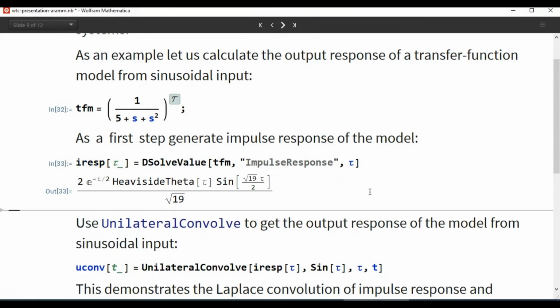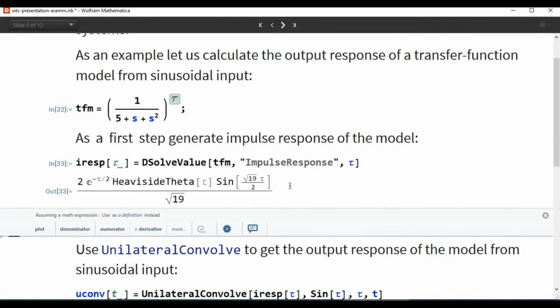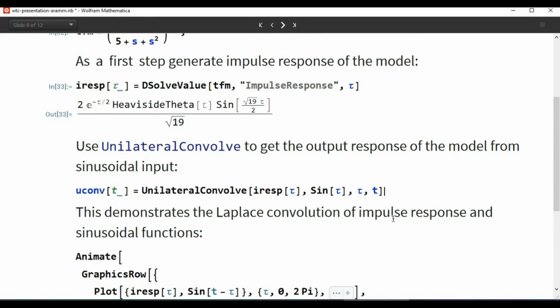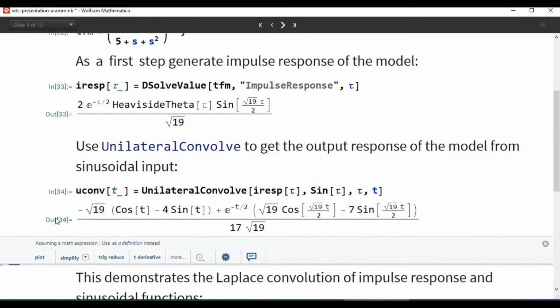So that will be the impulse response presented here, and then I can simply calculate the unilateral convolution between the sine function and the impulse response of the model, and that will be the output response of the model to sinusoidal input. So let's try to calculate this convolution between the impulse response and the sine function. We have to wait a few seconds until it finishes. Yeah, here is the response.